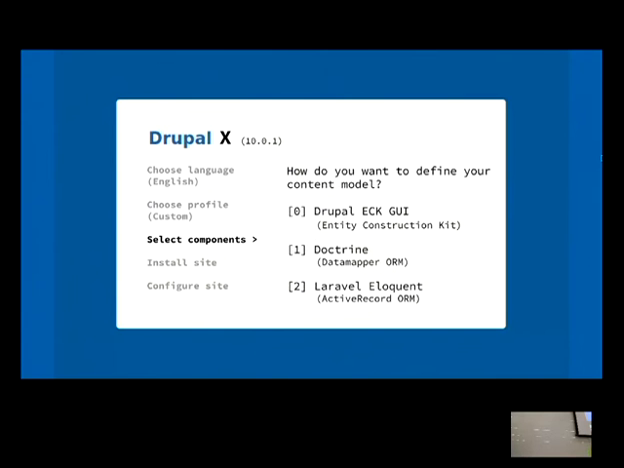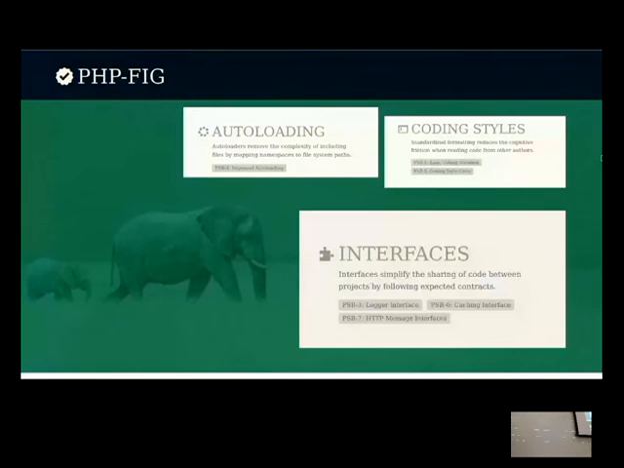And then maybe a question could be, how do you want to define your content model? Do you want to use Drupal's GUI entity construction kits, or do you want to use a data mapper ORM like Doctrine, or do you want to maybe use the Laravel ORM, an Active Record ORM? So, that's possible, right? We could completely plug and play all these different parts and they'll all work together. That's what we're aiming towards. And what's going to get us there is PHP Fig.